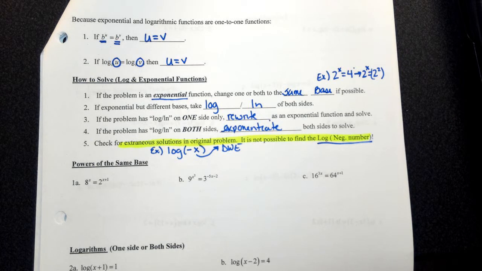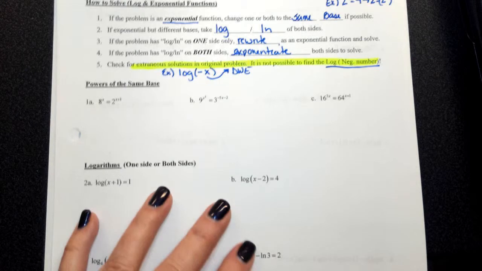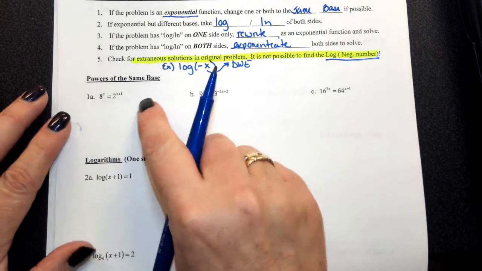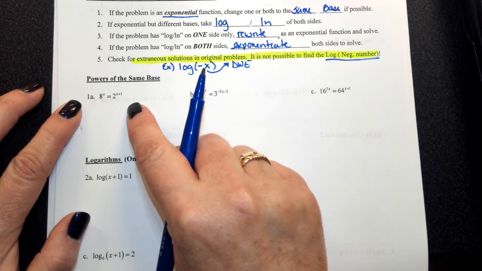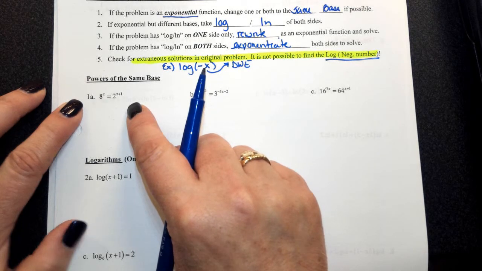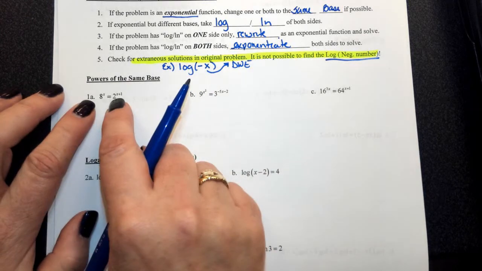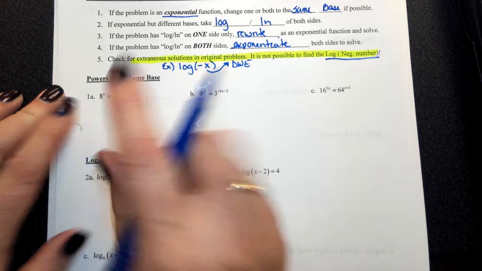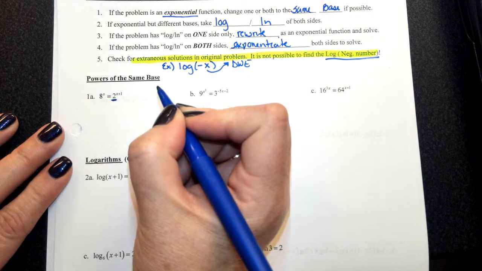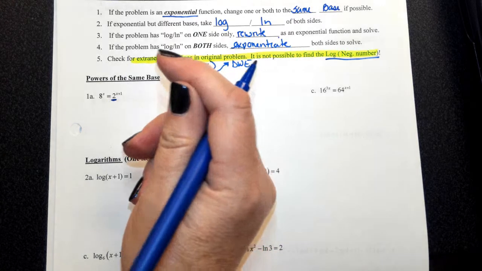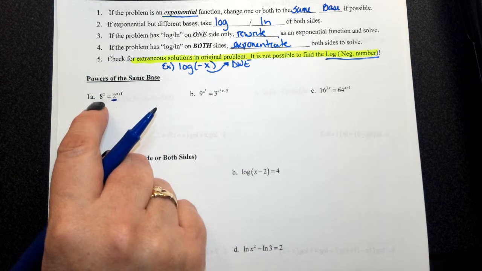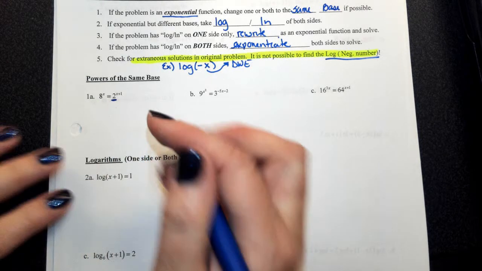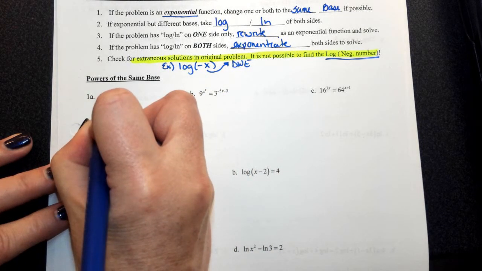So let's take a look at example 1a. What kind of equation is this, exponential or log? Do you see the word log written in it? No, so it's going to be a what? Exponential. So the first strategy, if possible, is to change it so that you have the same base. My smaller base is a 2. So always try, if possible, to change it into the smaller base. Is it possible to take 8 and rewrite it as a base of 2? Yes, because 8 is equivalent to 2 to the what power?